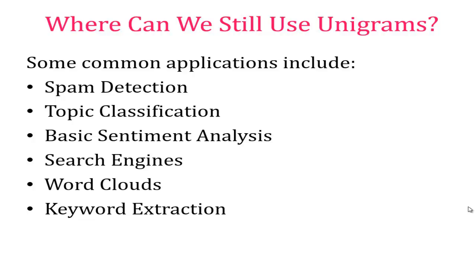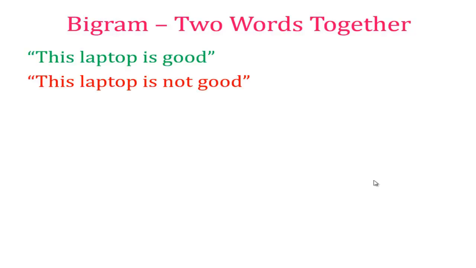Now let's move to bigrams. Now we have seen how Unigram works. Let's move to the next level, bigram. Here we take two words at a time, like small phrases. This helps the model understand word combinations and gives better context.